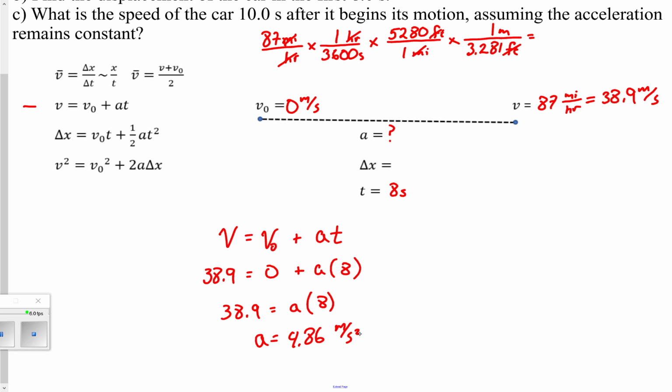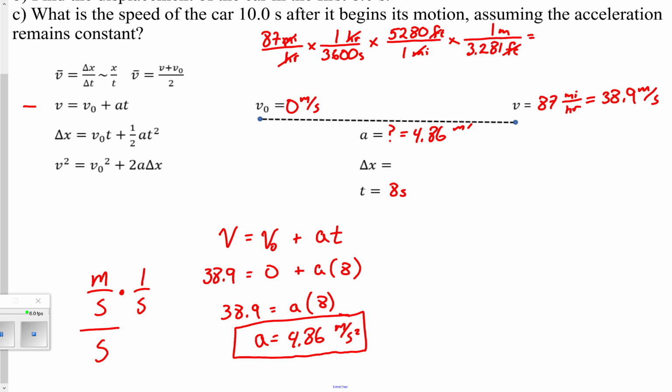And you could look at this and be like, are you sure? Well, yeah, we can go back and look at our units. Let's see, 38.9 was a velocity, so that was meters per second. And we took meters per second and divided by a time, 8 seconds, so we divided by seconds. So meters per second divided by a second, well, that's essentially multiplying by the reciprocal, which is a meter per second squared. So obviously we've done that one correctly. So now we've got a, and we know that it's 4.86 meters per second squared.